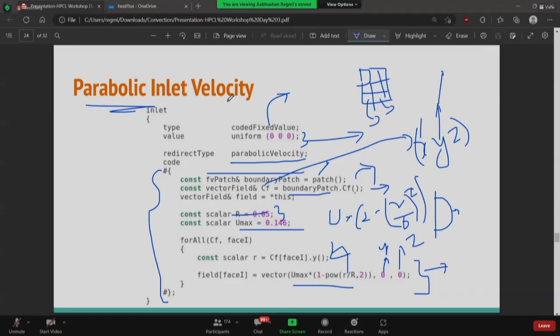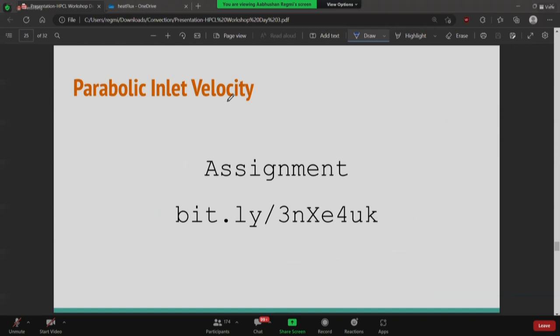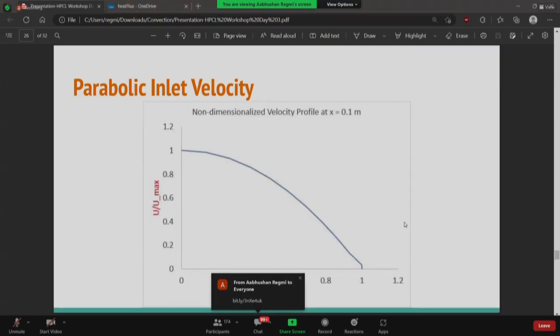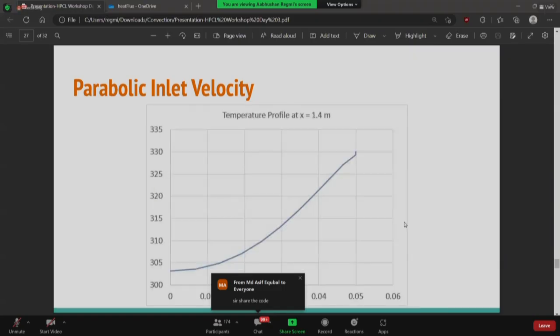So this is the assignment problem, and you can click on this to get that assignment. I'm going to copy paste that in the chat. You can do it at your own time when you are free. And this is the non-dimensional velocity profile that you get by using parabolic inlet velocity, and the same at 1.4 meter for the temperature profile.